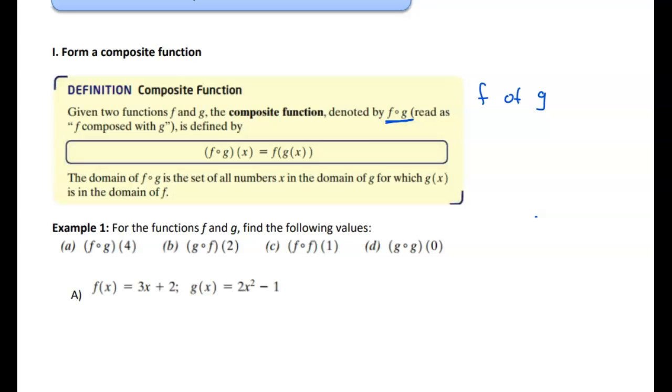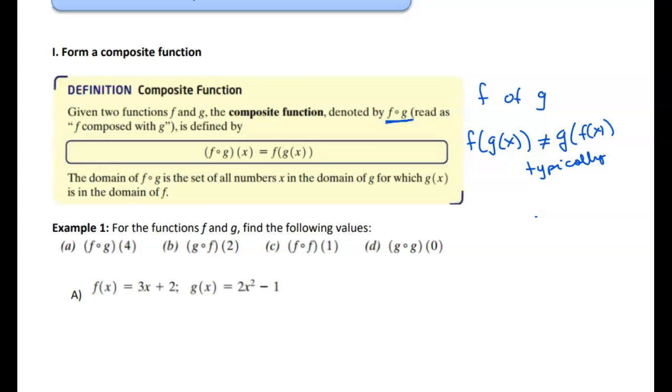A couple of things to note. One is that the order matters. Typically f of g is not equal to g of f, so it matters the way you do things. Sometimes they are equal to each other, and if they are, they're special functions. We're going to talk about that in the next section.